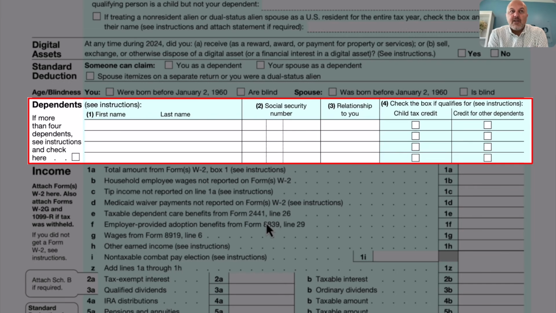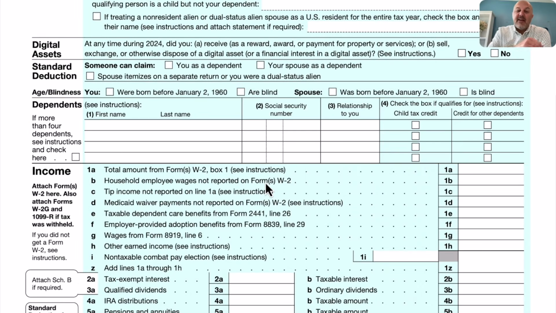Now, the other checkbox, credit for other dependents, is a non-refundable tax credit of up to $500 for each qualifying dependent who doesn't meet the requirements for the child tax credit. So this would be children who are 17 or older, such as a child going to college. It could be an elderly parent or any other relative you support who may live with you and meets the IRS dependency rules.